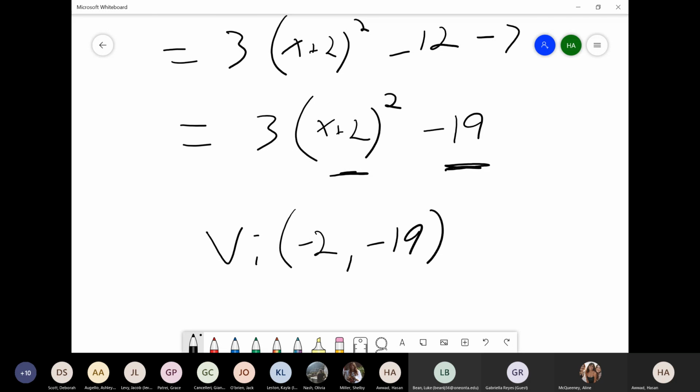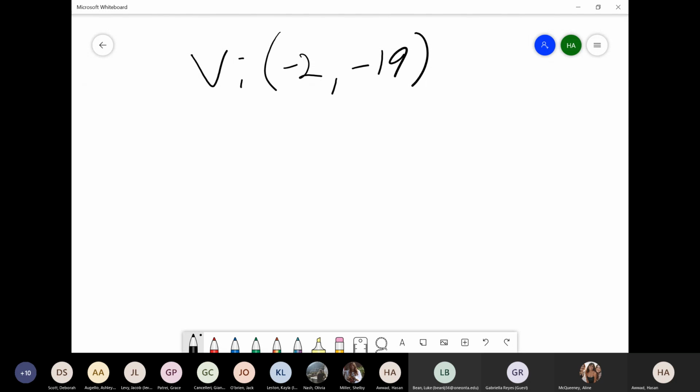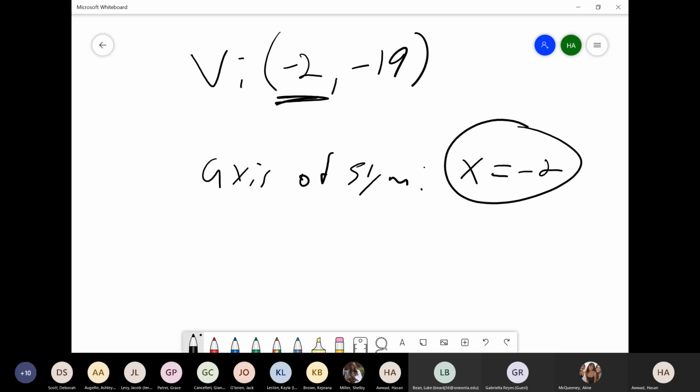But like we already talked about, the axis of symmetry is always defined by your x component of the vertex because it's a parabola that we're talking about. And a parabola is mirrored around the line that goes through the vertex. So your axis of symmetry is going to be x is equal to -2. Okay, so it's that vertical line that goes through your vertex, -2, -19. And because it's a vertical line, we just define it by x is equal to whatever x value that vertical line goes through. So in this case, it's going through -2, so x is equal to -2. And that's your axis of symmetry.